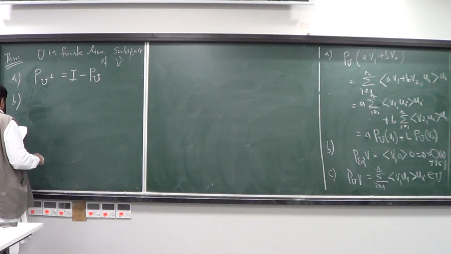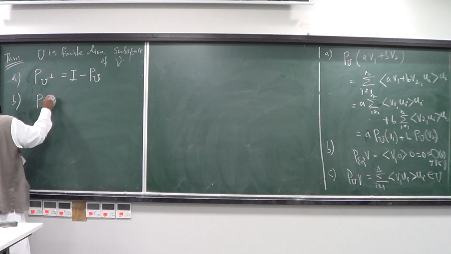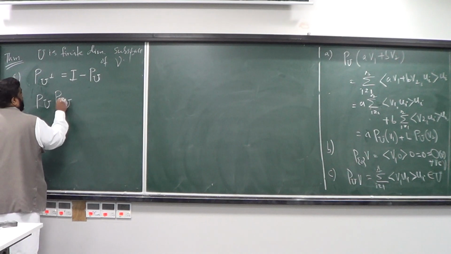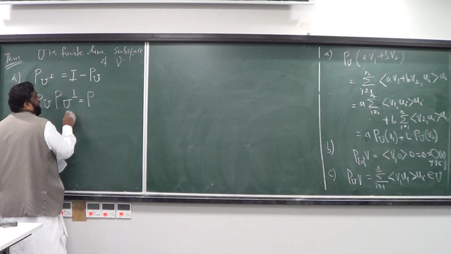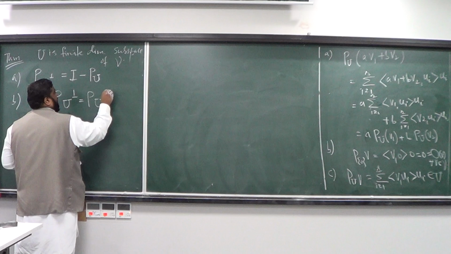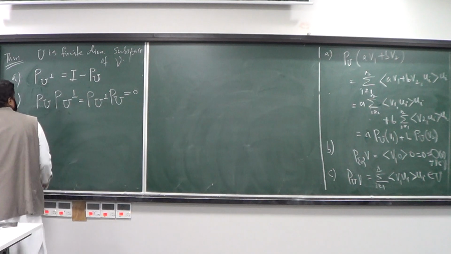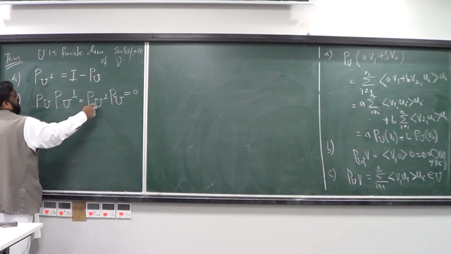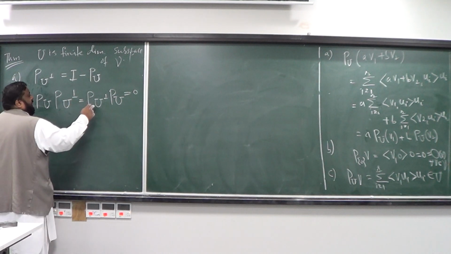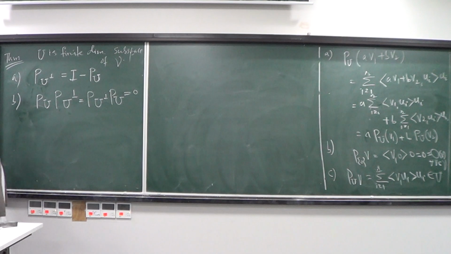Second property: the composition of the orthogonal projection operator P U and the orthogonal projection operator U perp. In other words, these two operators commute, U perp and P U. Not only do they commute, but they are equal to 0. So the composition of P U with U perp is 0, and the composition of the projection operator U perp with the projection operator of U is equal to 0. Okay, so this is another property.